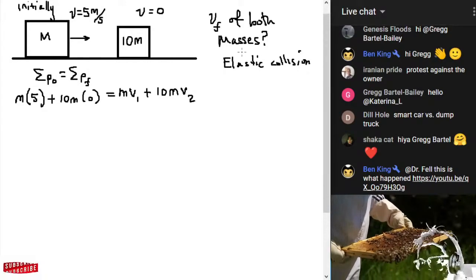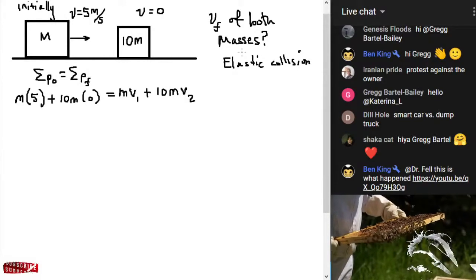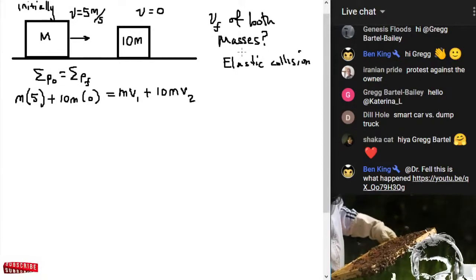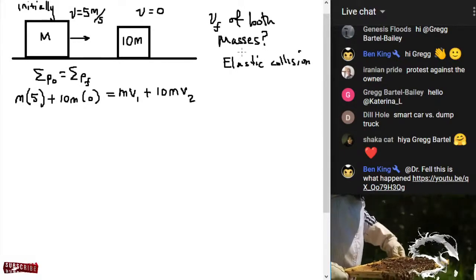That's where they hit and bounce off of each other. They don't stick together. Think about cue balls. You're playing pool or snooker, the balls hit and they bounce off.